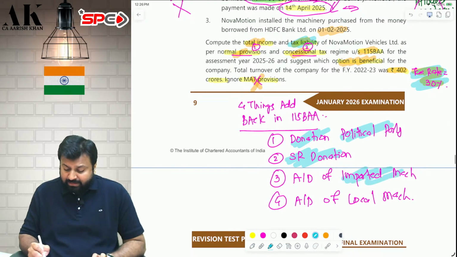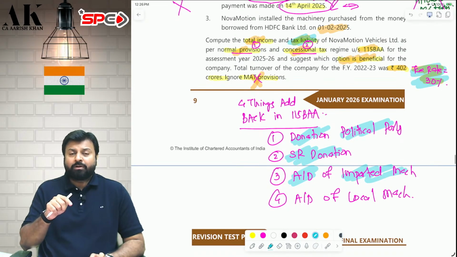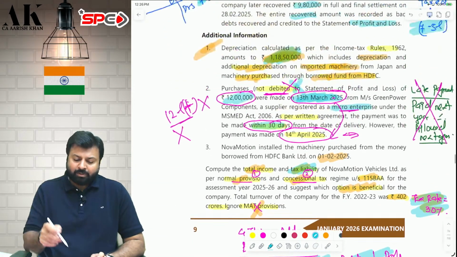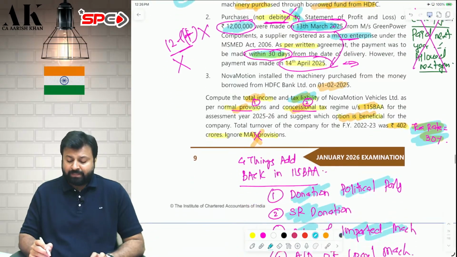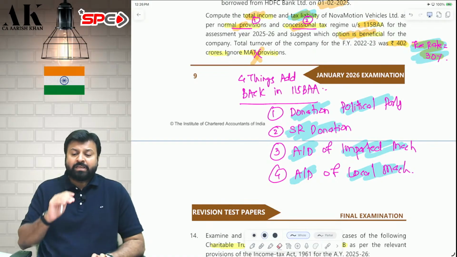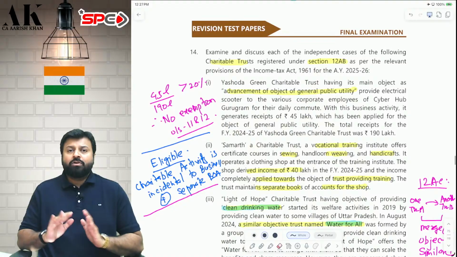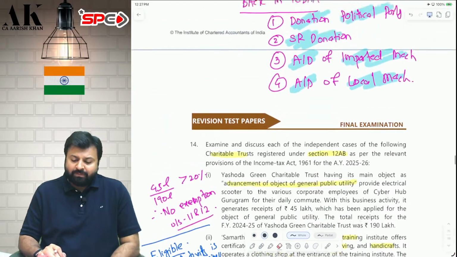Then, additional depreciation on imported machinery. At that time, it would be relevant. Okay, while computing the normal provision, don't take additional depreciation, because that is already included in 1 crore 18 lakh 50,000 rupees. Then, additional depreciation on local machinery, which you have borrowed from HDFC loan, that should also be disallowed over here. These 4 items you have to disallow. Once you do this, you will get what? You will get your total income as per 115BAA.